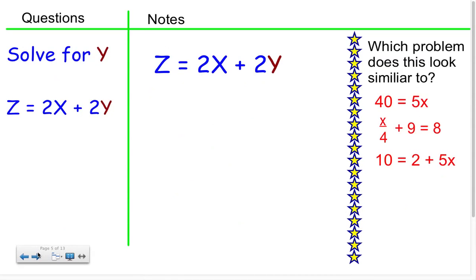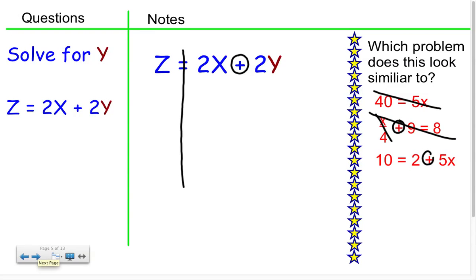Solve for y. Z equals 2x plus 2y. This is our first example where we don't have a real life equation. Draw my train tracks, then look over at the equations on the right. Well, we've got 40 equals 5x, but this time we have a plus in there. So I'm going to say it's not that one. This one has a plus, but it also has a fraction. We don't have a fraction, so I'm going to get rid of that one. The bottom one, we've got a plus sign. That looks like it could be right.